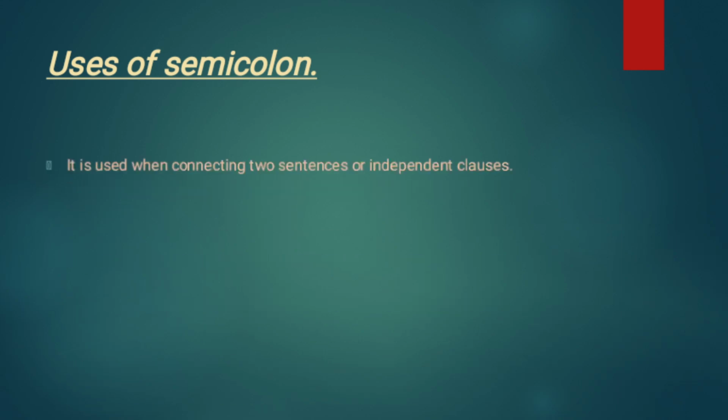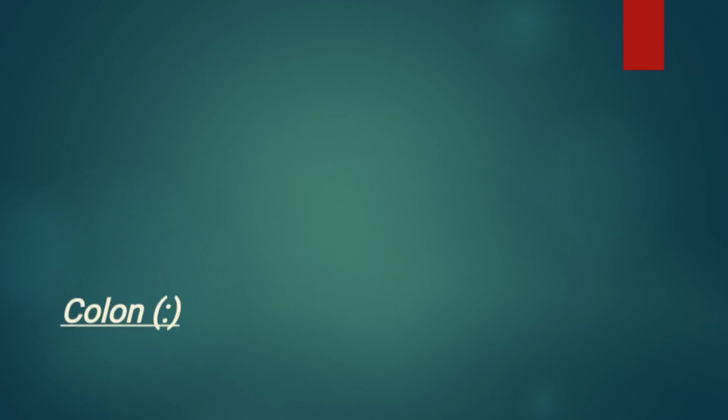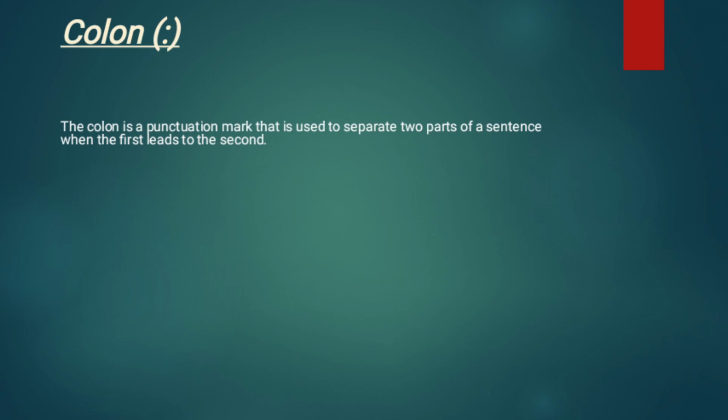So we are talking about the uses of the semicolon, and we said that it is used when connecting two sentences or independent clauses, and then it is used as a separation device for certain adverbs. So that is that. And then let's look at the colon. The colon is a punctuation mark that is used to separate two parts of a sentence when the first leads to the second.